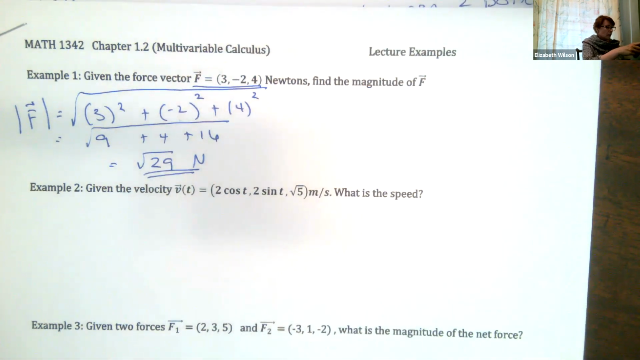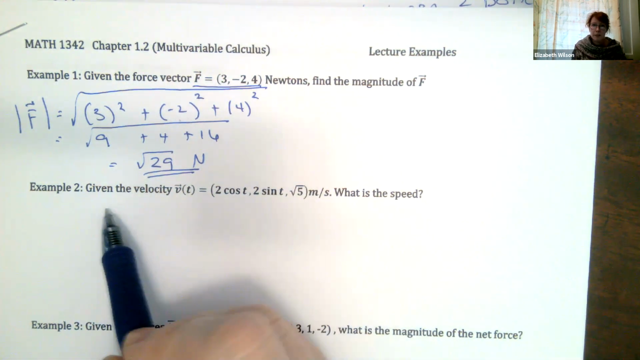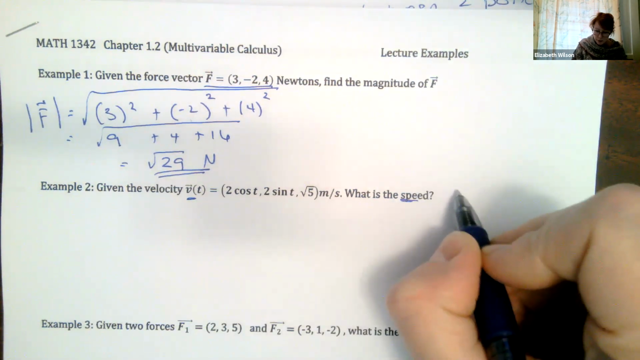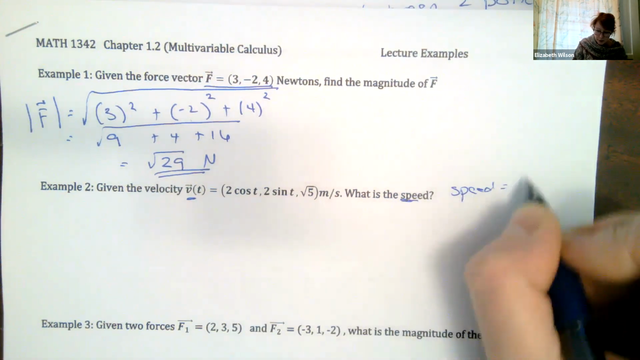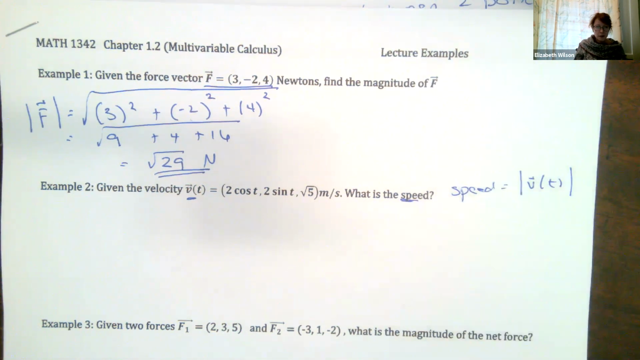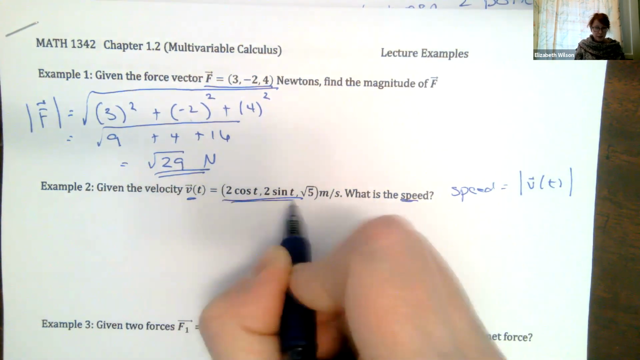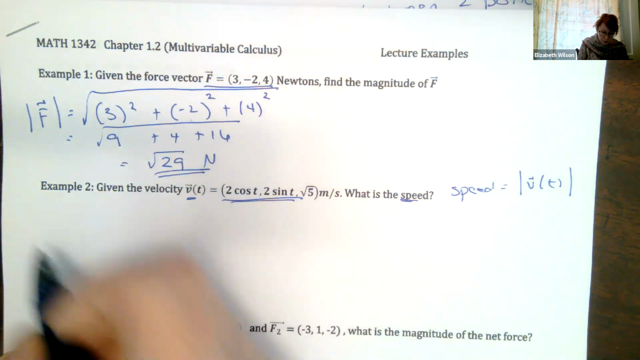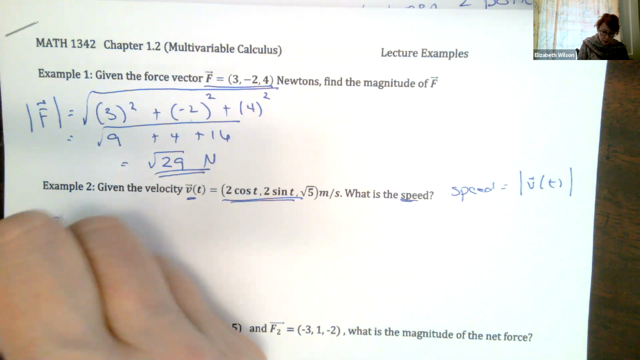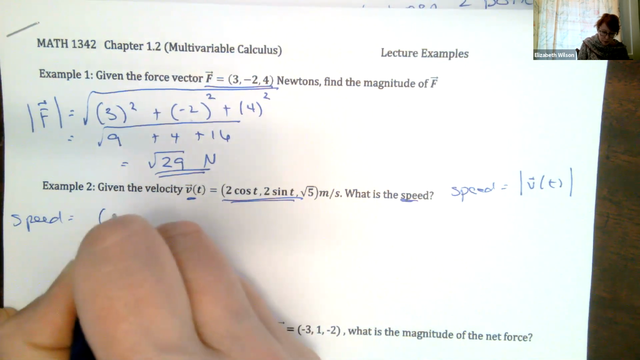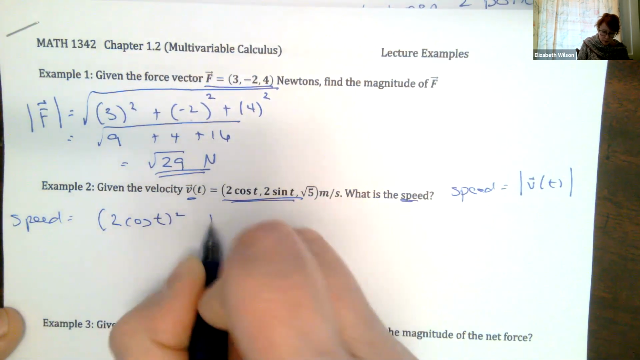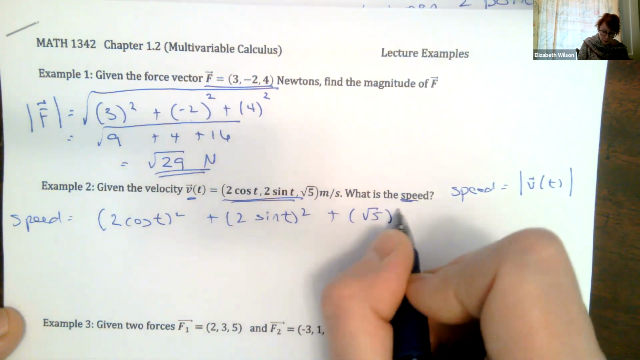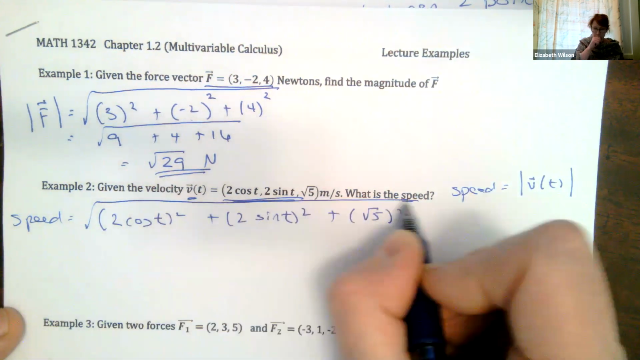This one is kind of like what we did in chapter 3. We've got velocity and speed. The speed is the magnitude of our velocity. It's already in velocity form, so I don't have to take a derivative or anything. So for my speed, I take (2 cosine t) squared plus (2 sine t) squared plus (radical 5) squared, sum it up, and square root it.